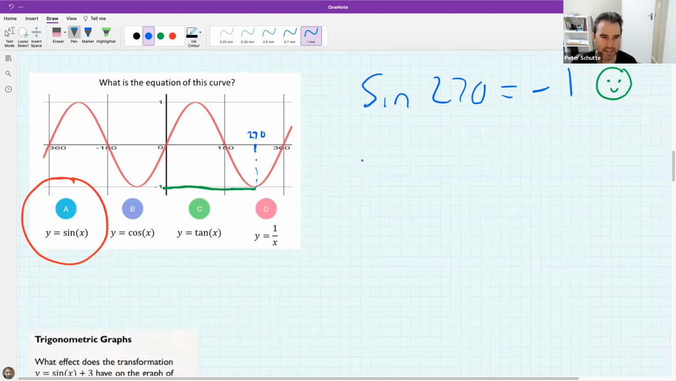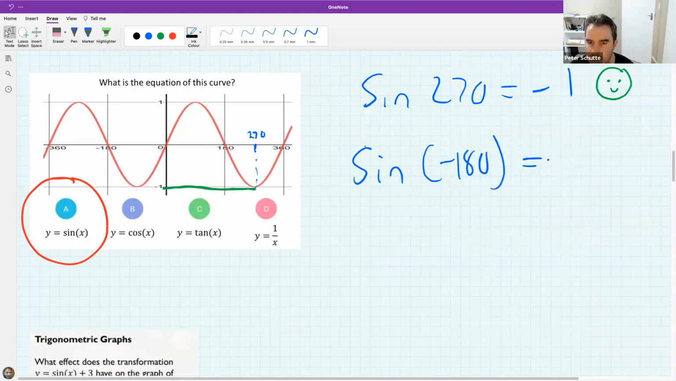Let's do another little bit of fun on this. If I said to you, what is the sine of -180, and I want you to work this out without your calculator, what is the sine of -180 going to be equal to? This is without your calculator.